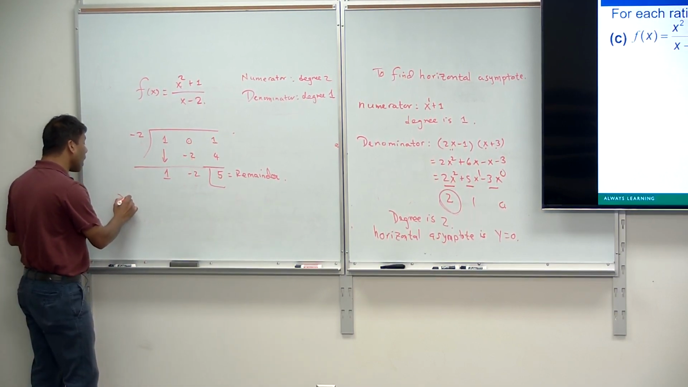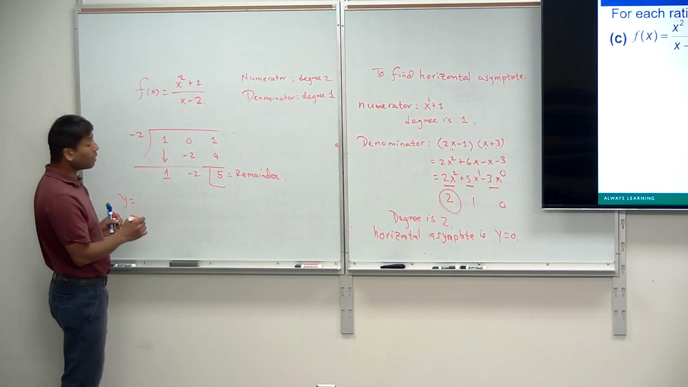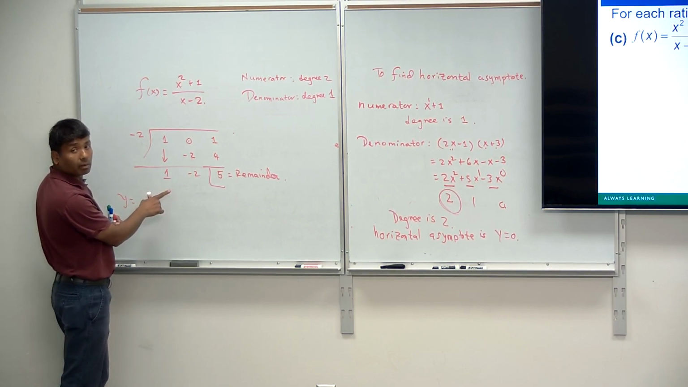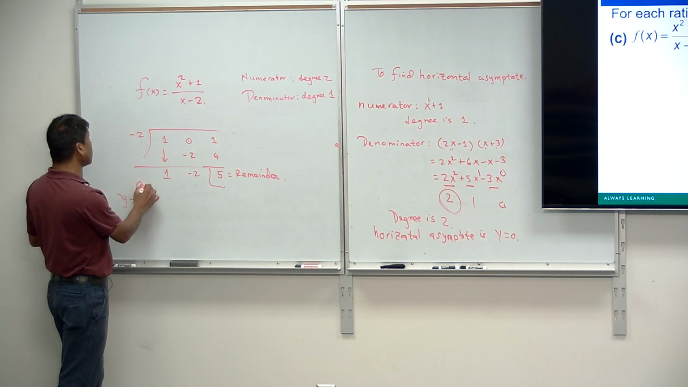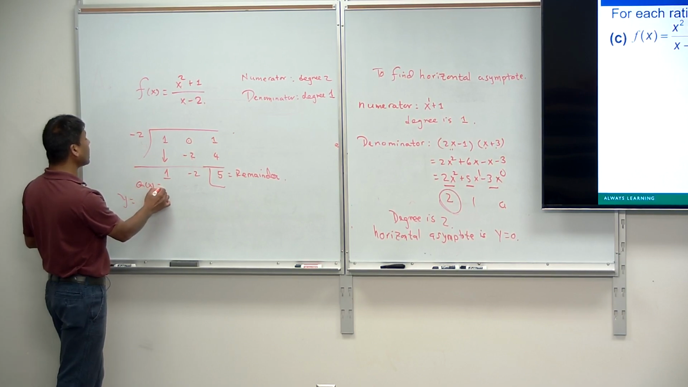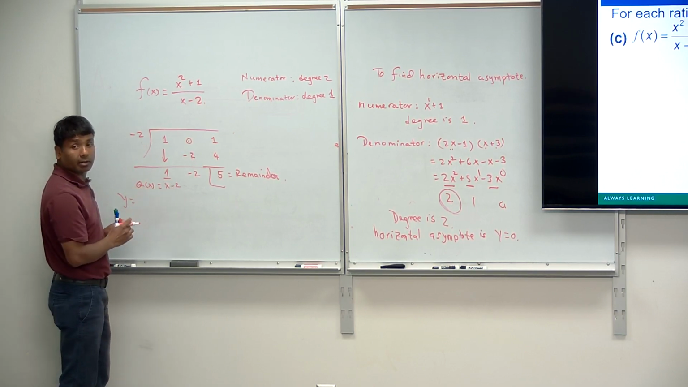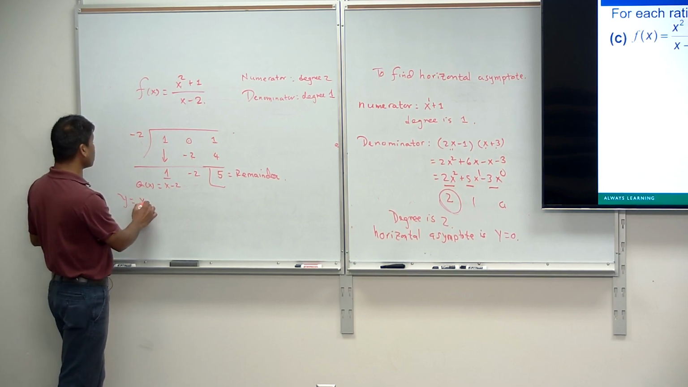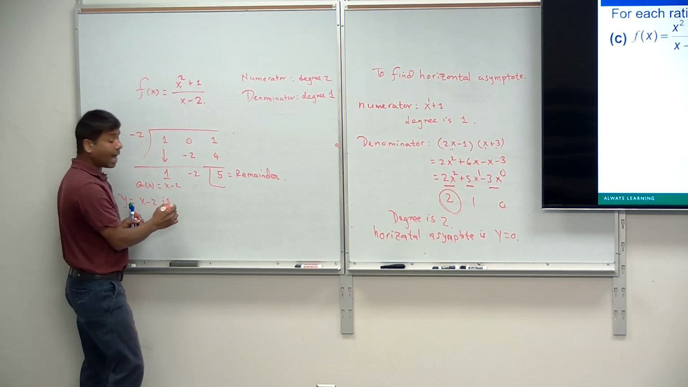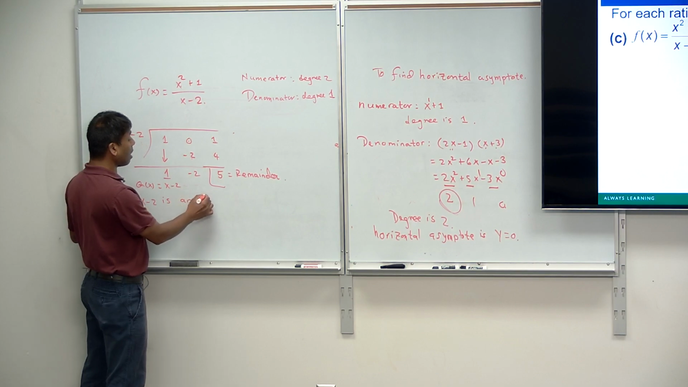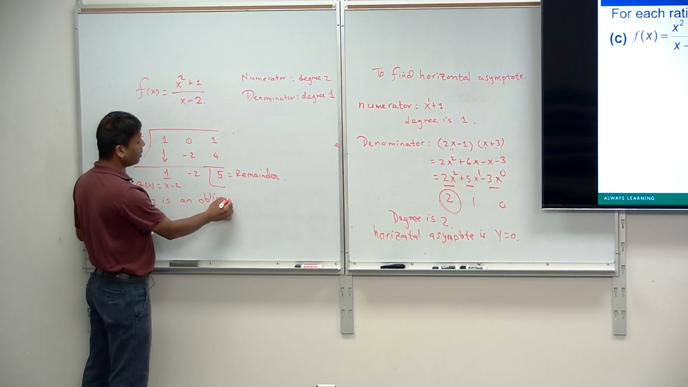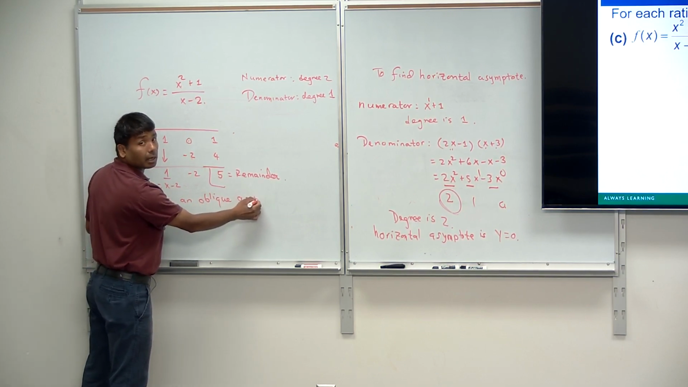And y equals the quotient. What is the quotient here? x minus 2. The quotient q(x) is x minus 2, is that right? This y equals x minus 2 is an oblique asymptote.